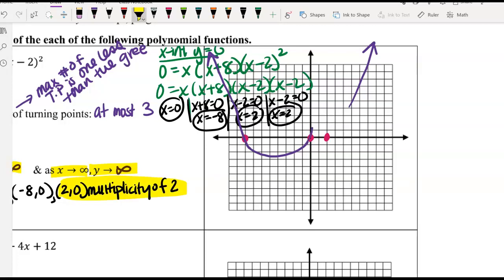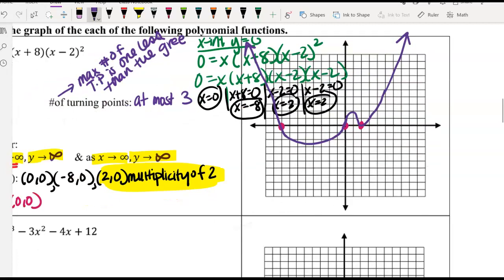This right here has a multiplicity of 2, meaning that we do not run through that. Remember, we kind of studied the multiplicity before. We bounce off at this location of 2. That's what it means to have an even multiplicity.